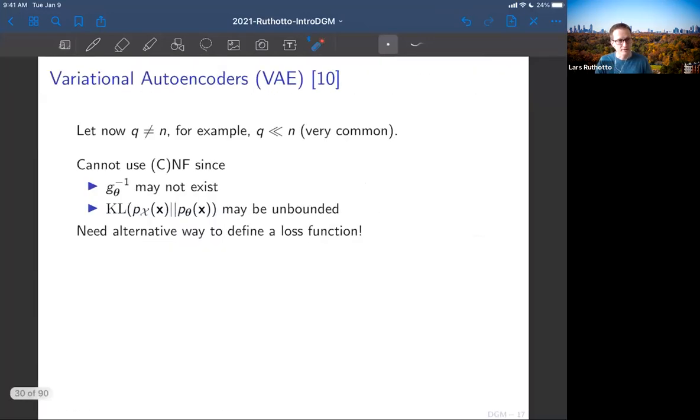We cannot use the continuous normalizing flow setup anymore, which is a pity. But you know that this may not exist. And also, if you go into KL divergences and you know something about those, they may not even exist. So maybe singular and all sorts of different things can happen here. So we need to find a different way to define a loss function, because without a loss function, we cannot learn the weights of the generator. So how do we want to go about that?